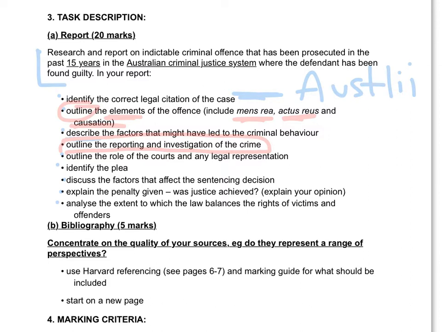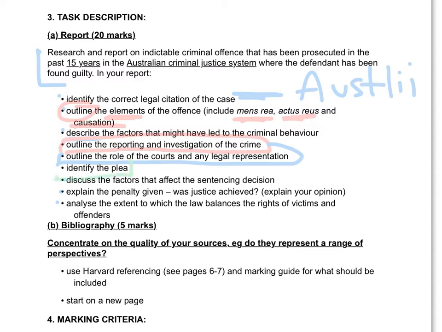Something to that effect. Then thinking through, what was the role of the courts? What legal representation did the person have? Did they hire a really good lawyer? Was it legal aid? Did the court take place in a high-profile situation or not?